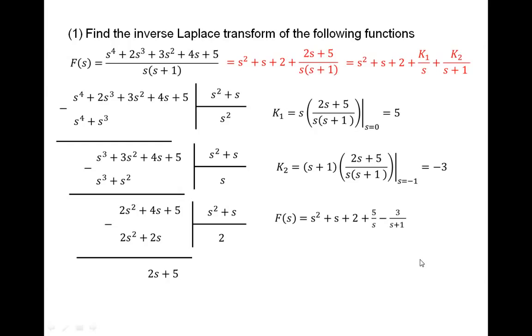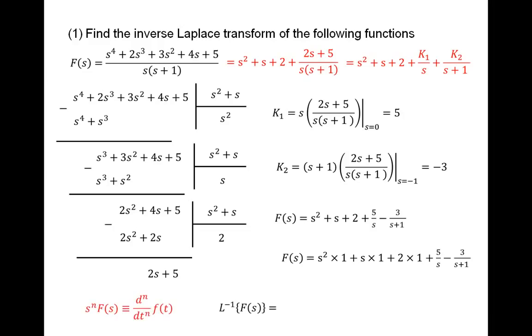But what you need to note here is that the s power 2 in fact is s power 2 multiplied by 1, and s is s multiplied by 1, and 2 is 2 multiplied by 1. The important point in this problem is that you need to keep in mind that s power n multiplied by F of s in the Laplace domain is equivalent to nth order differentiation of f of t in the time domain.